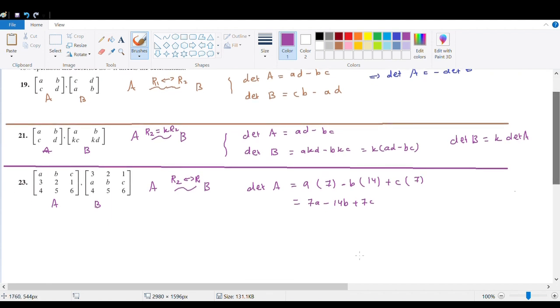So the determinant is equal to 7a minus 14b plus 7c. Now let us see what is the determinant of B. We'll do it the same way, cross this one, so 3 multiplied by 6b minus 5c. Then minus 2 multiplied by, we cross this one, 6a minus 4c. Then plus 1 multiplied by 5a minus 4b.